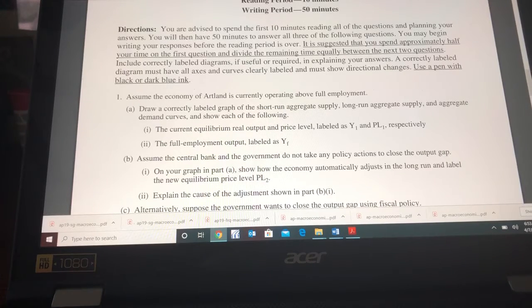Okay, so now let's look at part B. Part B says, assume the central bank and the government do not take any policy actions to close the output gap. So we know we have an expansionary gap, and in an expansion, our problem is inflation. So on your graph in part A, so good, I didn't need to draw another graph because it tells me exactly what I need to do. Show how the economy automatically adjusts in the long run and label the new equilibrium price level 2.